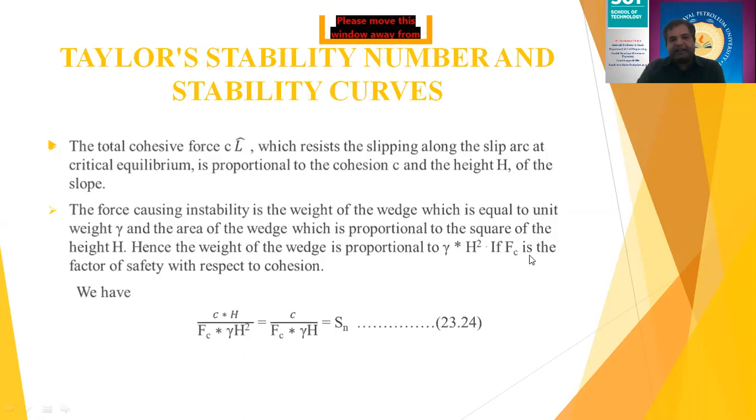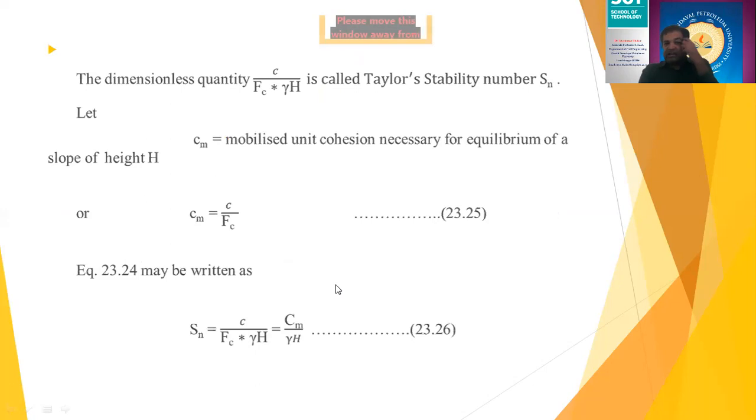And if you take the factor of safety due to the cohesion, then this value will come as C into H divided by Fc into gamma H square. So the H will cancel, and C upon Fc into gamma H will give you the stability number. This equation we have already seen while discussing stability of infinite slope. Now, the dimensionless quantity C upon Fc gamma H is called the Taylor stability number Sn.